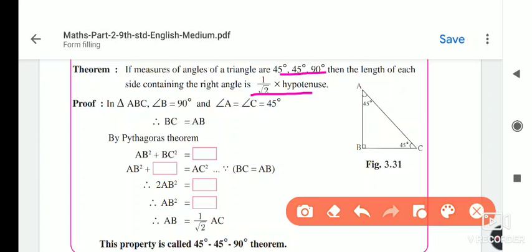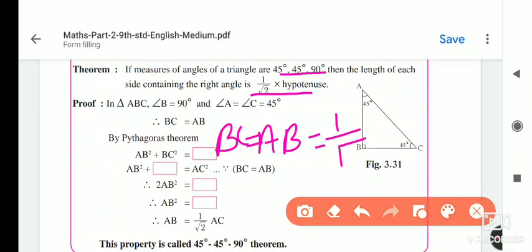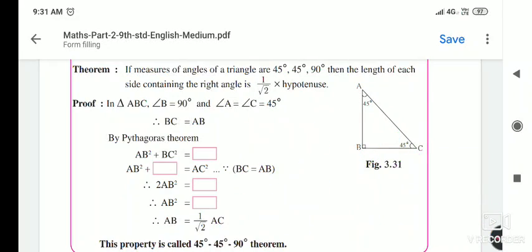That means we have to show that AB, which are the two sides? AB, and the other side is BC. AB is equal to BC is equal to 1 upon root 2 of AC. That we have to prove. Understand? So we'll move towards the proof. What is the proof of it?